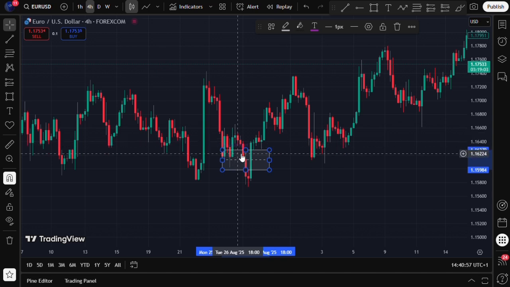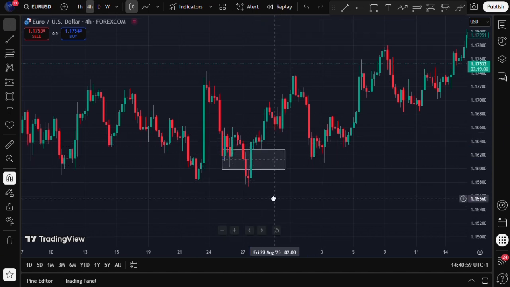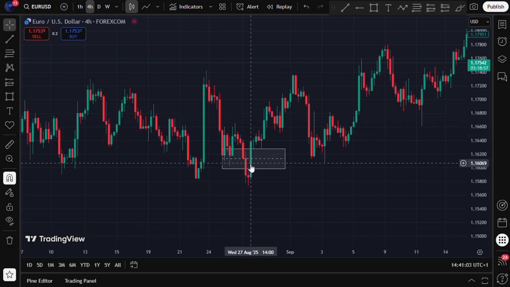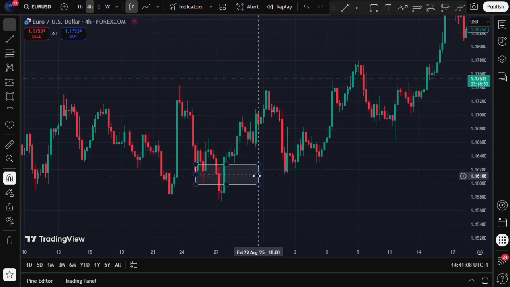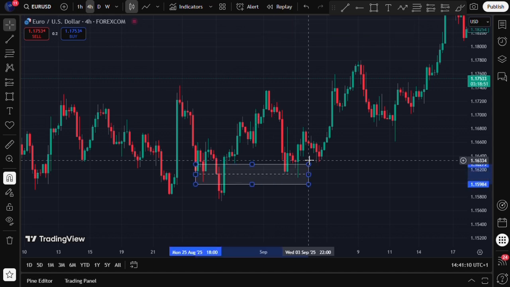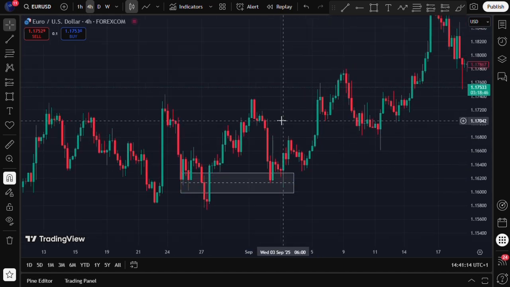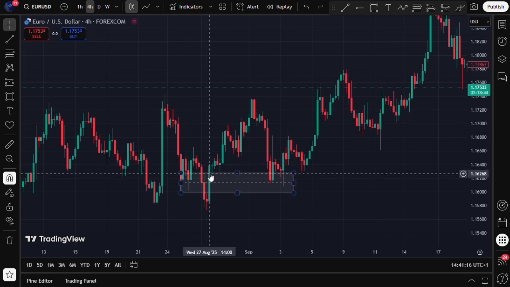We have a breaker block here, but our main focus is going to be on this area, an area where we have an engulfing candle and also a fair value gap. Now, you can see how price actually stopped in that area, utilized it, and continued going higher. The important thing to note is that when you see the engulfing candle, you also want to see if a fair value gap is there.